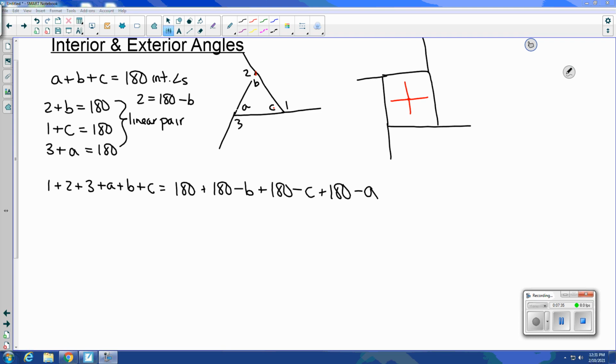So I've added in the equivalent to 1 on the other side. So again, this is the equivalent to 2, this is the equivalent to 1, and this is the equivalent to 3 based on our linear pair calculation. And all we did was add 2 plus 3 to the left side, so we have to add the equivalent to the right side. Now we're going to clean things up because we ultimately want to know what is 1 plus 2 plus 3, because that's what the exterior angles should be.